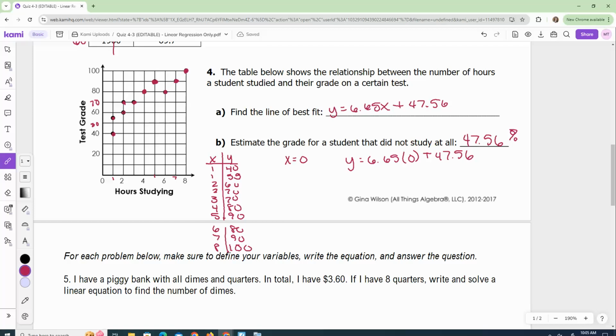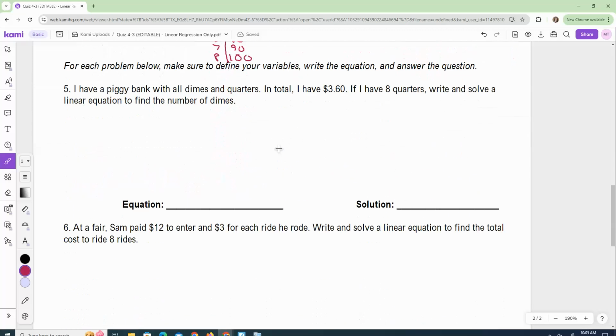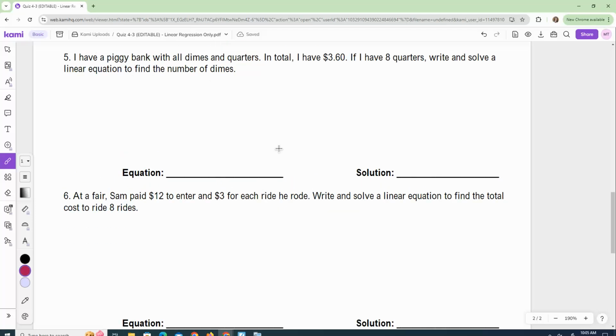So how many different types of word problems have we done? 4. So there's 4 questions on your test tomorrow. So there's probably one of each type, just like on this review. So let's take a look at those questions. Okay. So number 5 says, I have a piggy bank with all dimes and quarters. In total, I have $3.60.